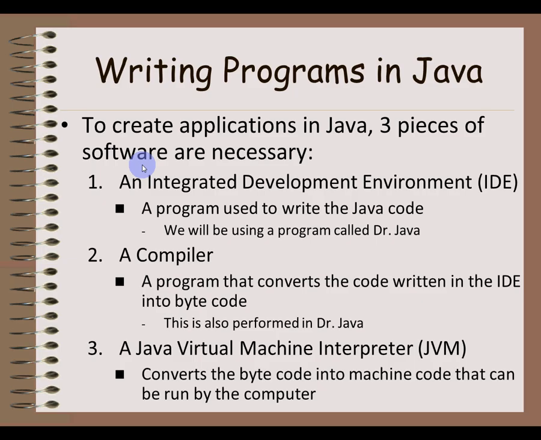The second program you need is a compiler. This program converts the code that you write in your IDE into bytecode that the computer can understand, essentially a whole set of zeros and ones. This compiler program is conveniently performed in Dr. Java itself, so we don't have to download anything separate for this. The third program is a Java Virtual Machine, or JVM. This program takes the bytecode that you've created with your compiler and converts it back into a machine code that an individual computer can run. So you take that bytecode that you've created on a Mac or on a PC, and then you take it over to any other program and run it on the Java Virtual Machine to run it on the computer.